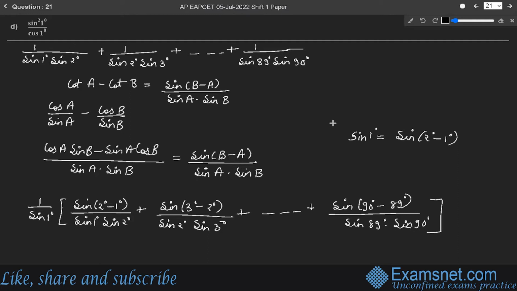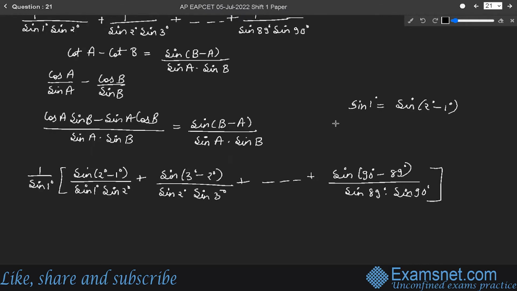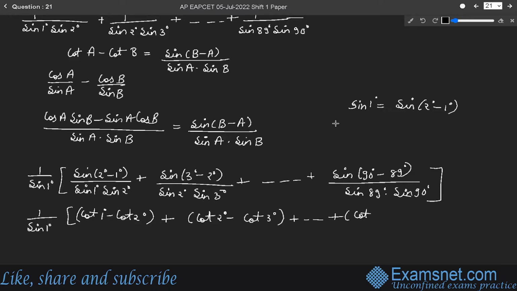Now this question is in the same form as the formula. We know that sin(B minus A) upon sin A into sin B is cot A minus cot B. So it will be 1 upon sin 1 degree into (cot 1 degree minus cot 2 degree plus cot 2 degree minus cot 3 degree plus so on up to cot 89 degree minus cot 90 degree).